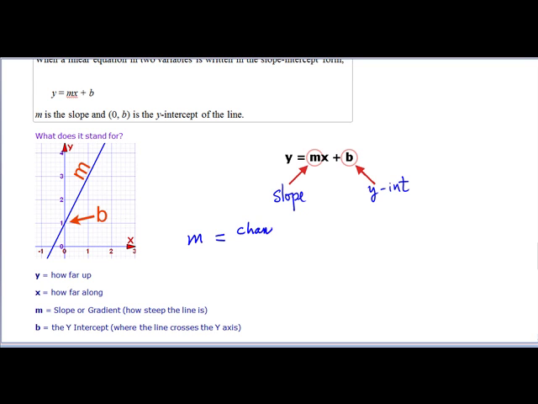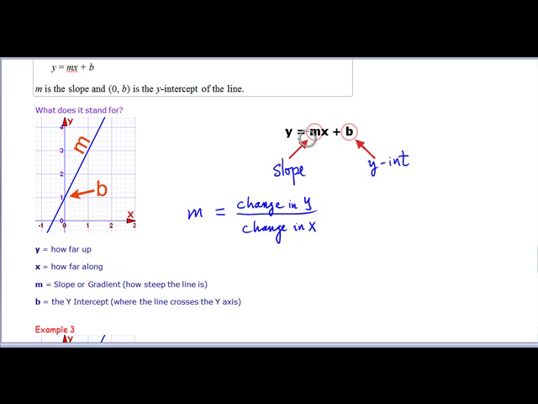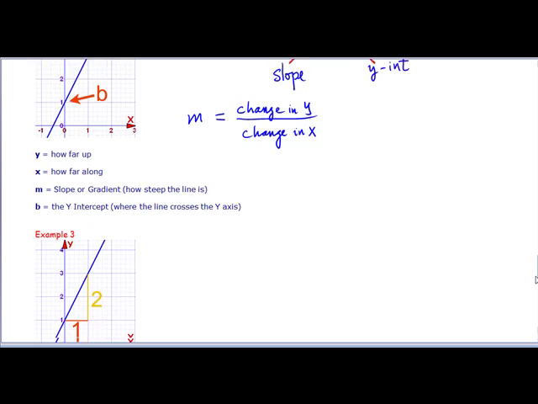So the slope will be change in y over change in x. Okay, so the y tells us how far we go up or down, depending on the graph, and the x tells us how far along we go on the x-axis, either left or right. The x value and the y value have meaning in the equation, and the m stands for slope. So let's look at an example.